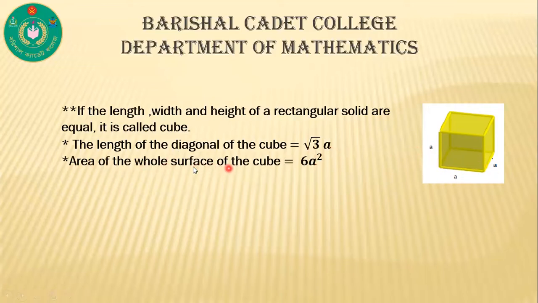The area of the whole surface of the cube is equal to 6a square. That means we write 2 into a a plus a into a plus a into a. After calculating, we can write 6a square. In the same way, the volume of the cube is a cube. That means a into a into a is equal to a cube.